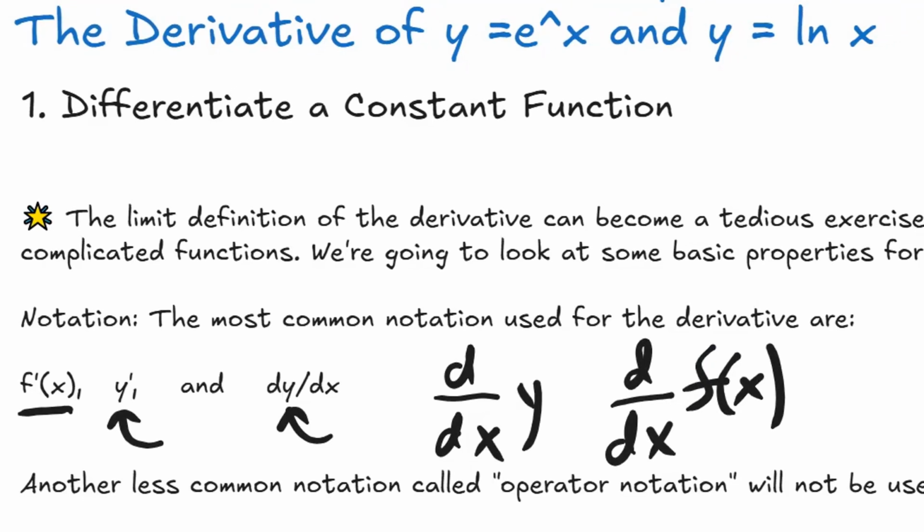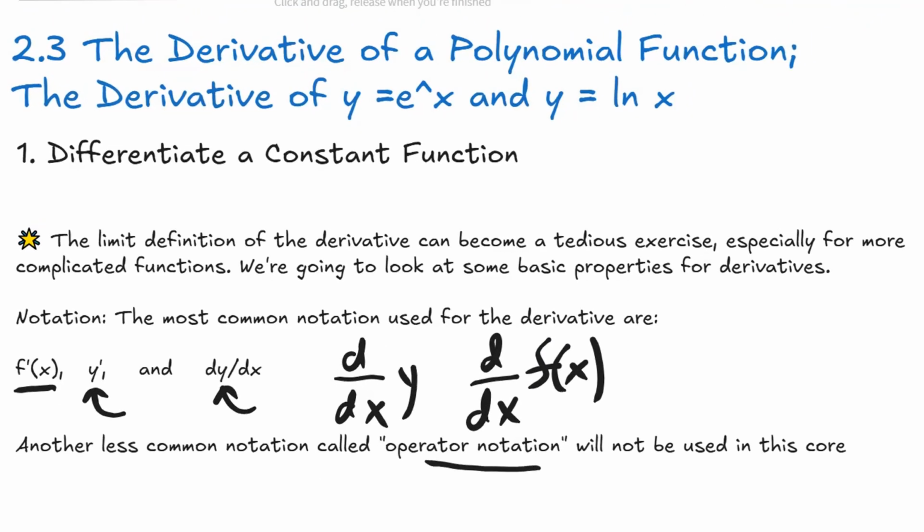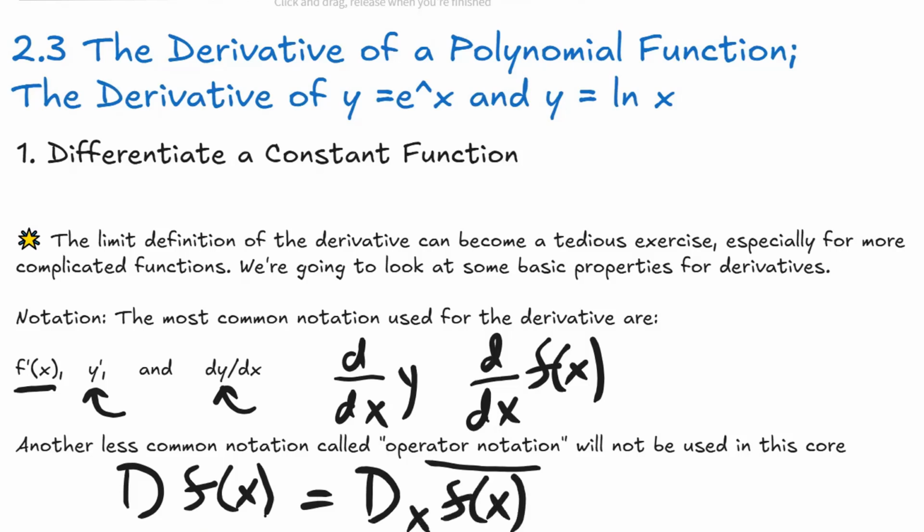A less common notation is called operator notation, and that looks like this, d f of x, and that's used as like an operator. That means to perform the operation of the derivative. And so this would be equal to d sub x of f of x. We're not really going to use this notation at all in this course, but just wanted to bring that up in case you see it at some point.